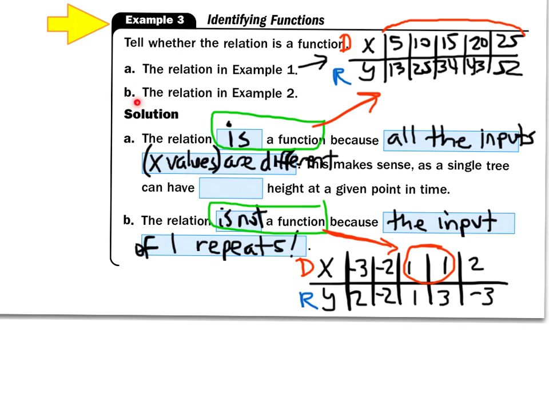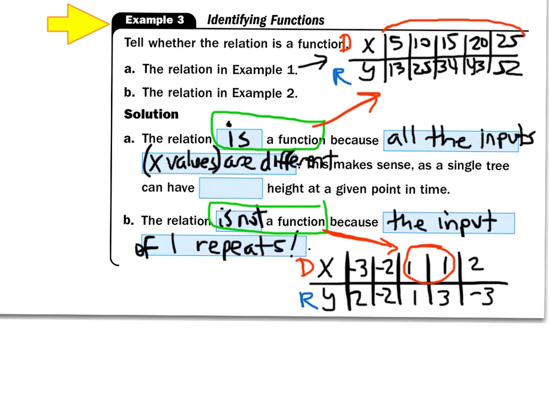Now take a look at example B. Example B was right up above, but I copied it here so it'd be on this chart too. If I take all the X values, the -3, -2, 1, 1, and 2, and all the Y values, 2, -2, 1, 3, and -3, and I just look at the inputs, at the domain, and you noticed, and we talked about this already, that the 1's repeated.